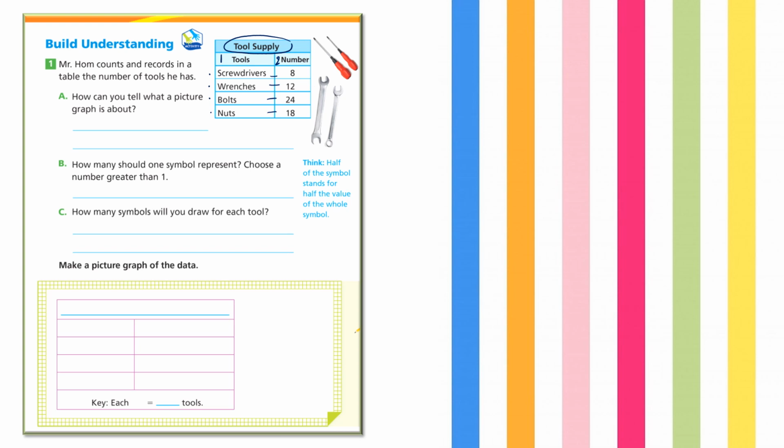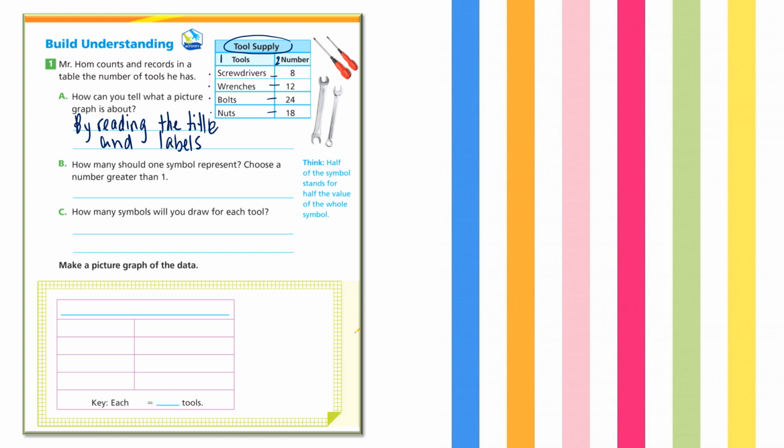So A, how can you tell what a picture graph is about? Well, by looking at the title and the labels, you can tell what a picture graph is about. So by reading the title and labels. B, how many should one symbol represent? Choose a number greater than 1.